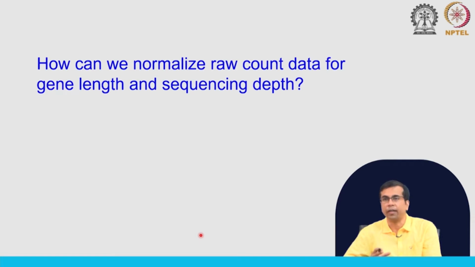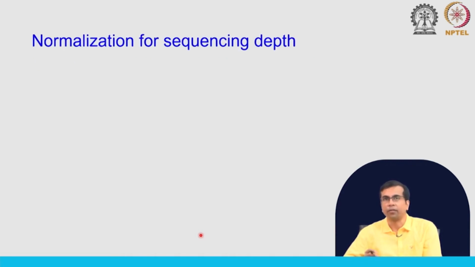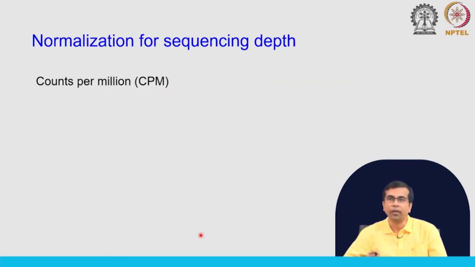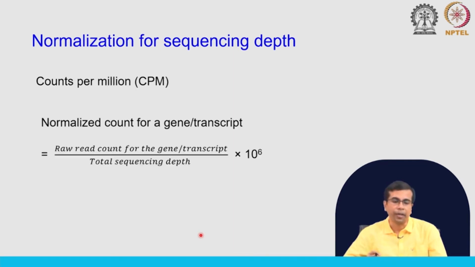So, this is the idea behind normalization, and the first question is, can we normalize for gene length and sequencing depth. Let us start with a very simple normalization which actually normalizes for sequencing depth only. It is called counts per million, or in short CPM.